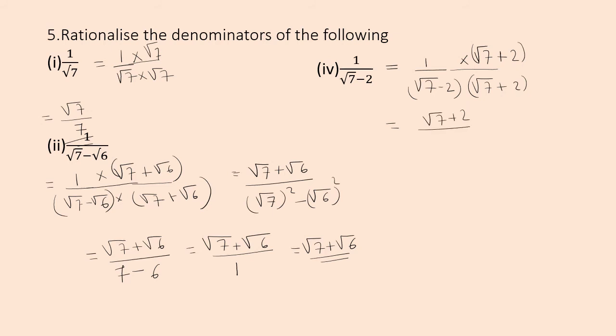that is root 7 plus 2 upon, this is of the form a minus b multiplied by a plus b, that is root 7 square minus 2 square. That is equal to root 7 plus 2 upon, root 7 square is 7 and 2 square is 4, that is root 7 plus 2 upon 7 minus 4, which is 3. Therefore, the answer is root 7 plus 2 upon 3. So this expression is equivalent to 1 upon root 7 minus 2.